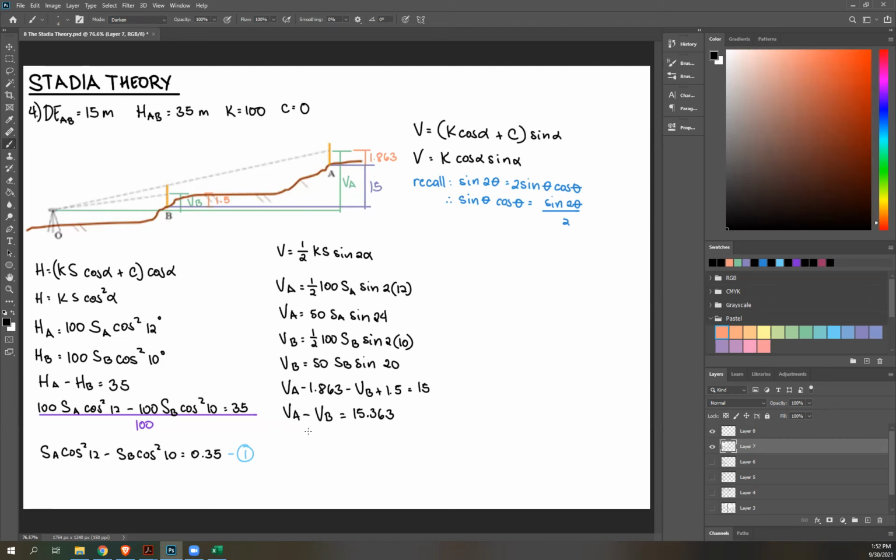Okay, so let's sub. VA is this, 50 SA sine 24 minus 50 SB sine 20 equals 15.363. Okay, and once again, that's two unknowns, SA, SB, but I can just write that as an equation too. So now we have two equations, two unknowns. Please solve using simultaneous equations. What's SA? Let's start with SA first. Okay, so practice solving simultaneous equations.